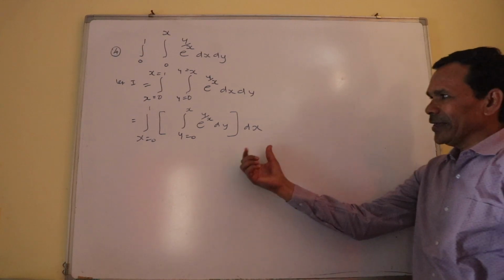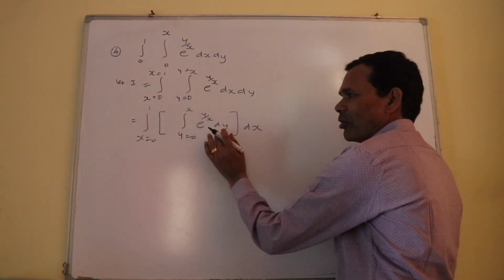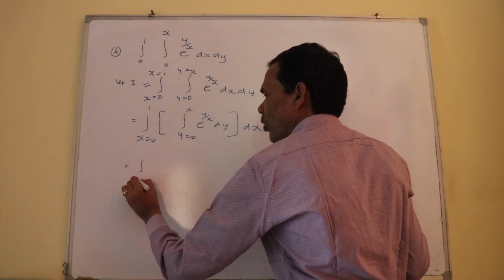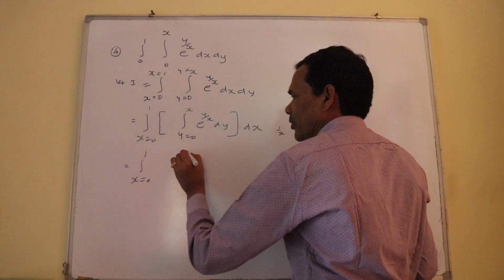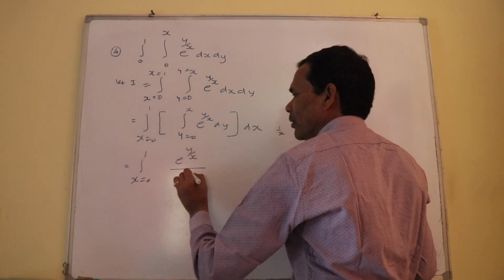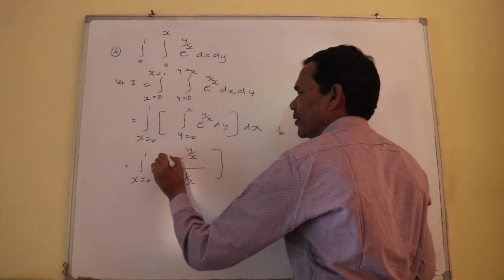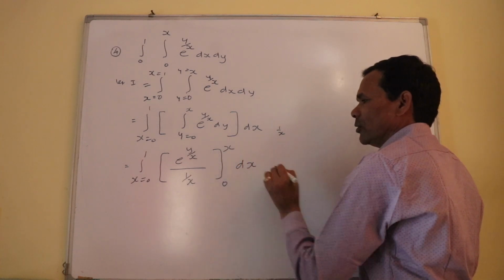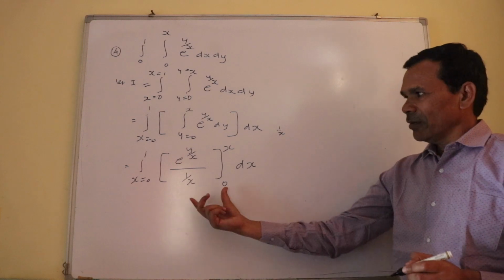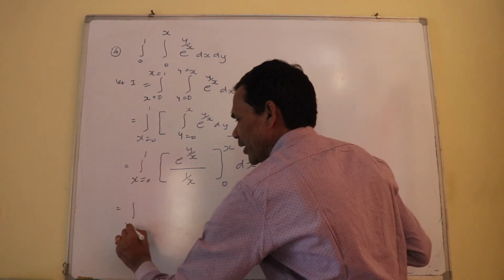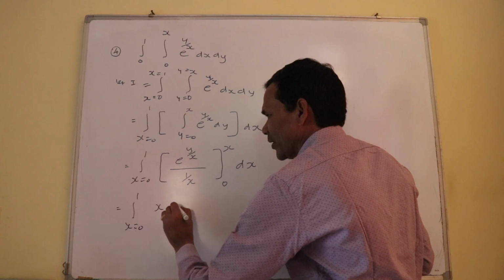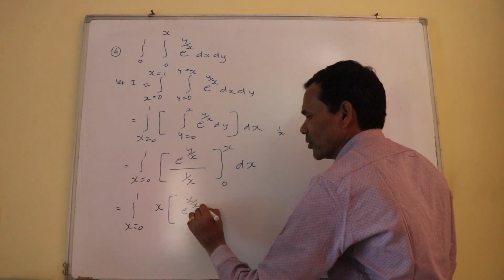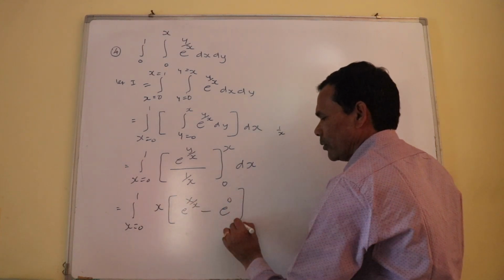Now we integrate this with respect to y, keeping x as a constant, meaning 1 by x is constant. So you are getting x from 0 to 1, integration of this is e raised to y upon x divided by 1 by x, with limits applied 0 to x, and dx. That is the integration in the bracketed part. So I am getting this, next step, this is x actually, and I apply the limits. If I apply the limits, e raised to x by x minus e raised to 0, dx.